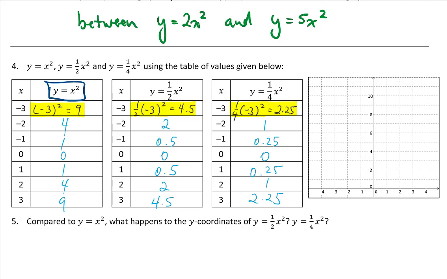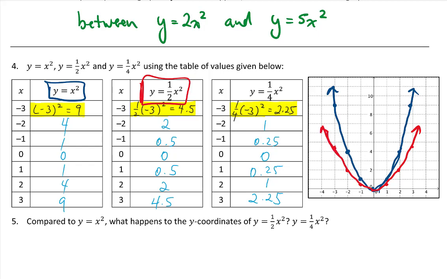I'm going to graph y equals x squared in blue, y equals 1/2 x squared in red, and finally, y equals 1/4 x squared in green. So there are my 3 graphs.